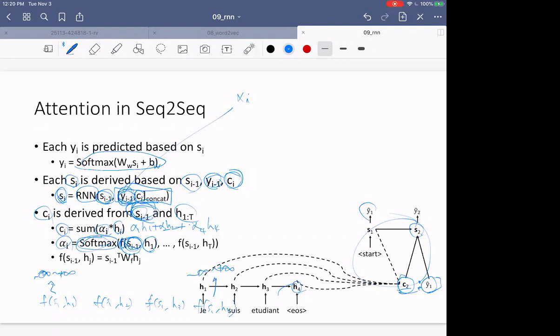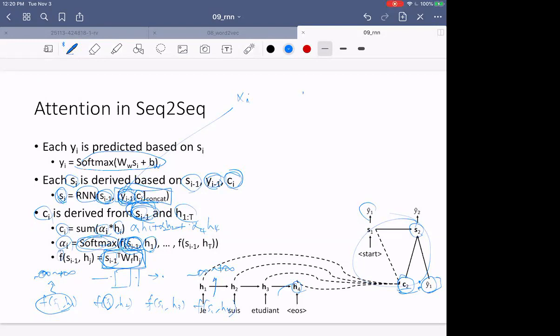And the form of this function is this one. You take S1 and do a transpose. It's just a matrix multiplication, a vector-matrix-vector multiplication to derive a scalar value. So this is the transpose of a vector like this, this is a matrix W, and this is Hj. You multiply all these together, and then you get a scalar value. That's it. There's no fixed form of this function.